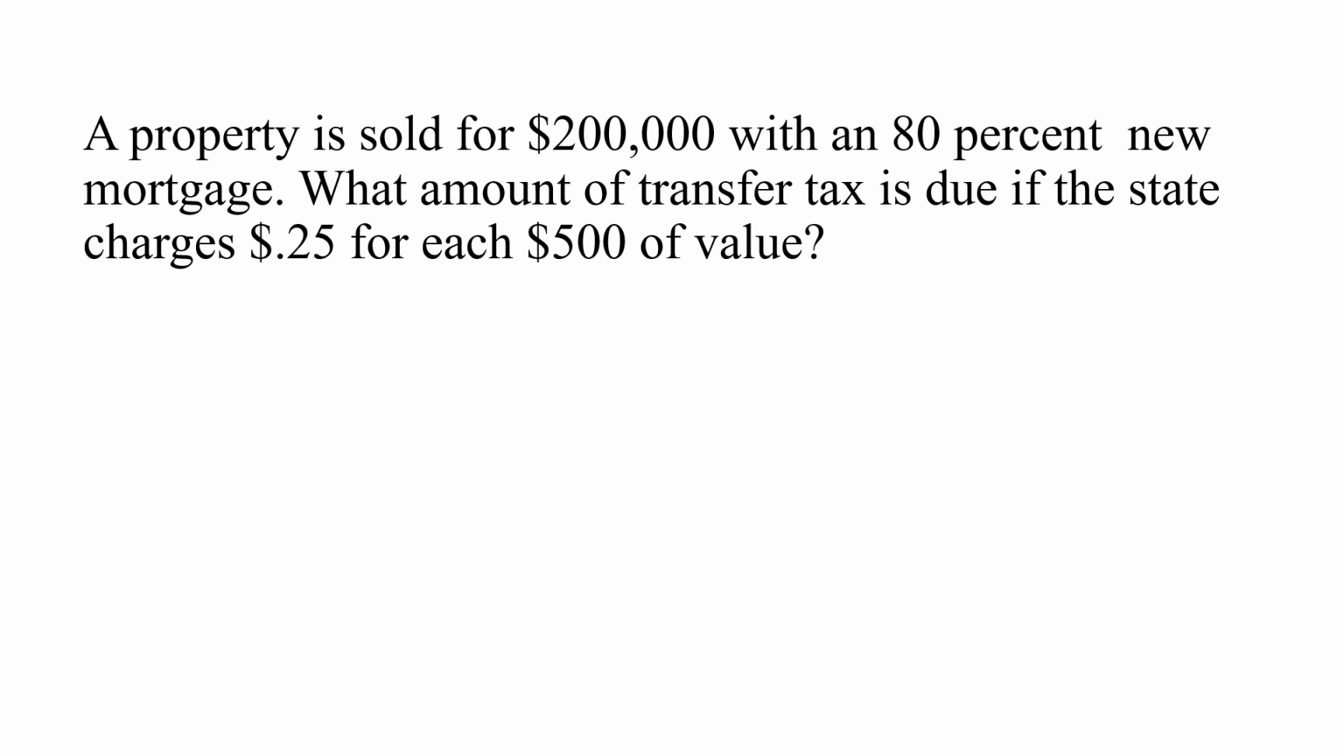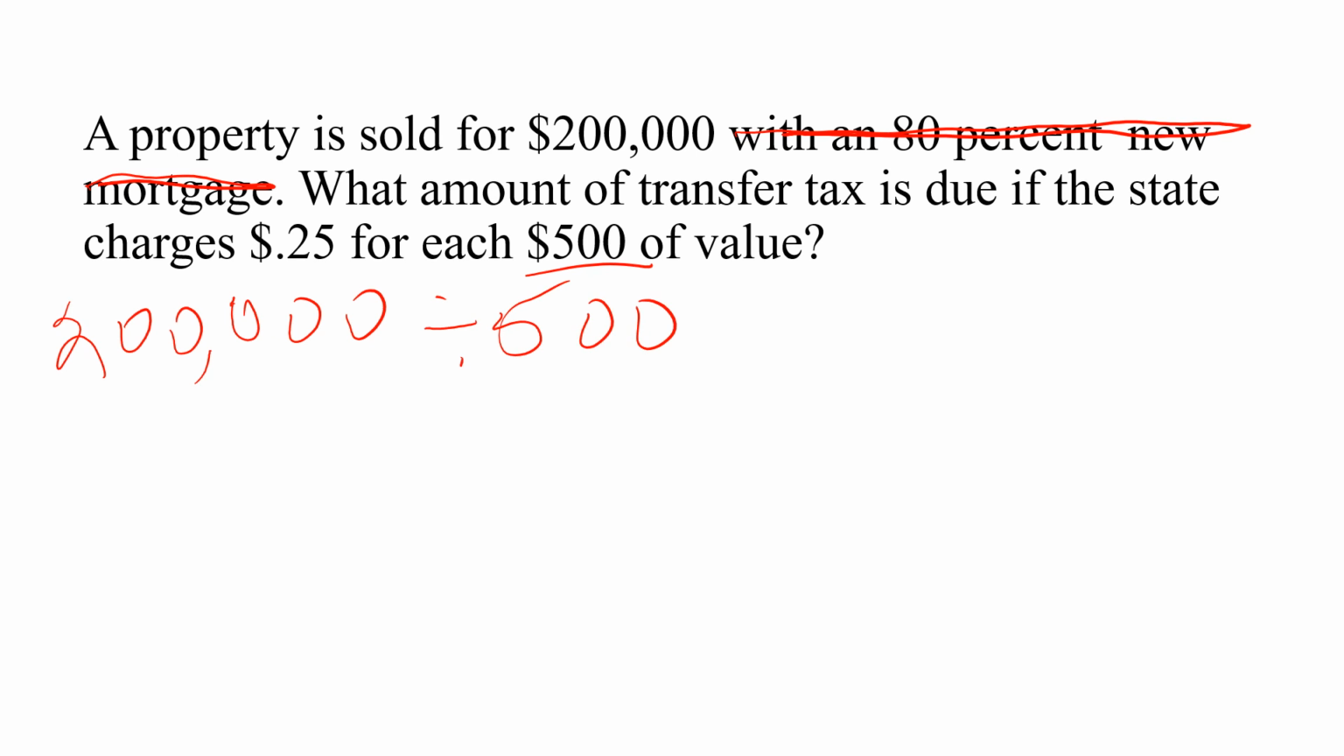A property is sold for $200,000 with an 80% new mortgage. What amount of transfer tax is due if the state charges 25 cents for each 500 of value? The mortgage is noise. So we've got 200,000 for each 500, and then multiply that number by 25 cents. Gives us $100.